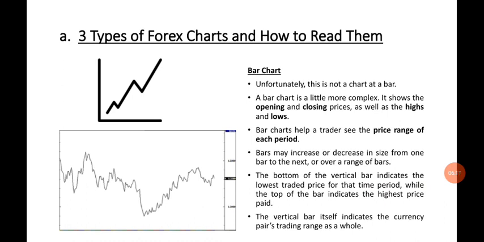Bars may increase or decrease in size from one bar to the next or over a range of bars. The bottom of the vertical bar indicates the lowest traded price for the time period, while the top of the bar indicates the highest price paid. The vertical bar itself indicates the currency pair's trading range as a whole.